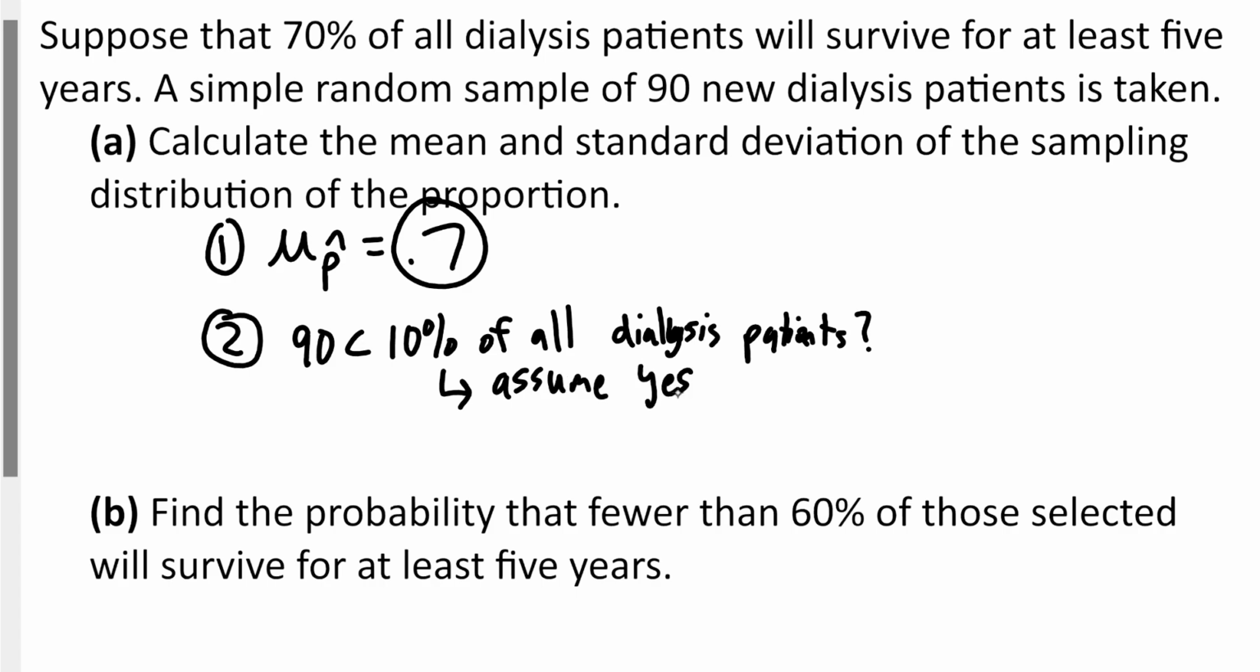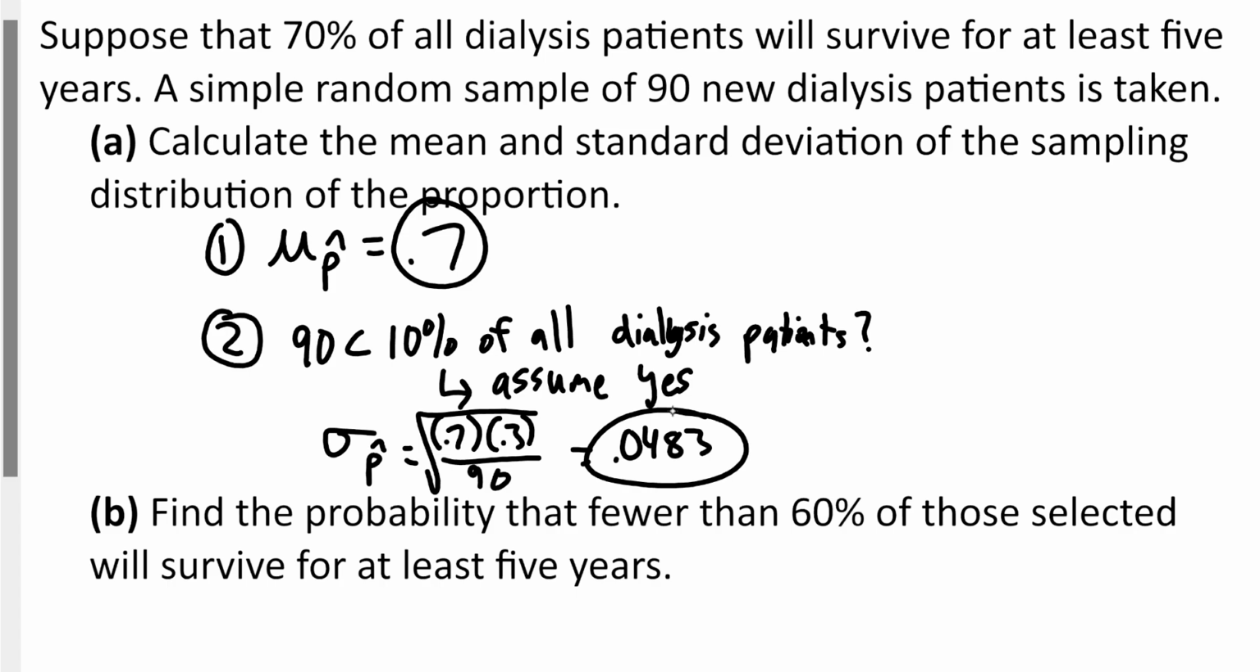All right? Now, we can find the standard deviation of the p hat. That would be 0.7 times 0.3 divided by the n, we said of 90. Let's square root of that. I got 0.0483. All right, find the probability that fewer than 60% of those selected will survive for at least 5 years.